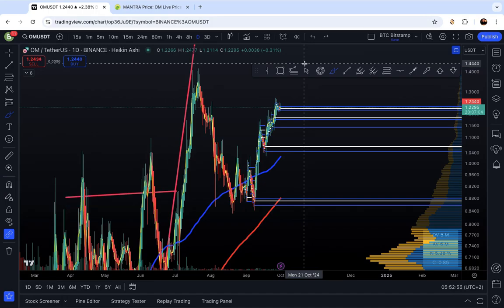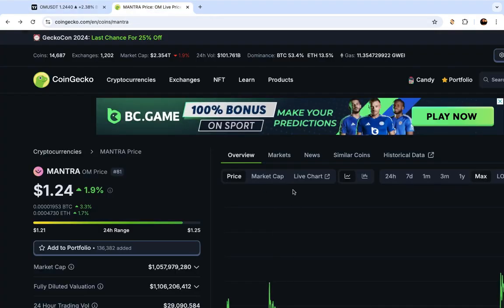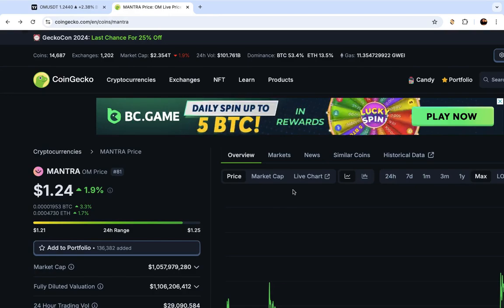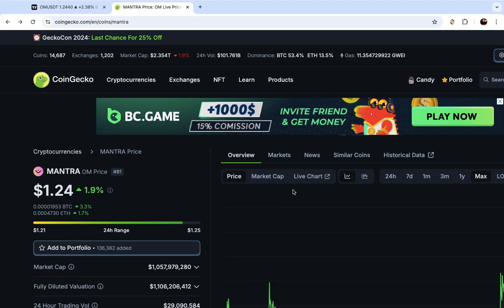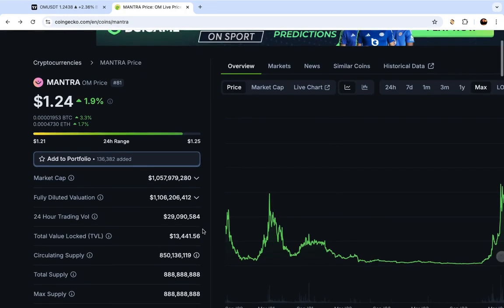Of course, this is not financial advice. I'm not a financial advisor. Whatever you do, please do your own due diligence. And more of the story, OM is going to end up going to $2, even more, and it has a very good ratio of the market cap and the fully diluted valuation.